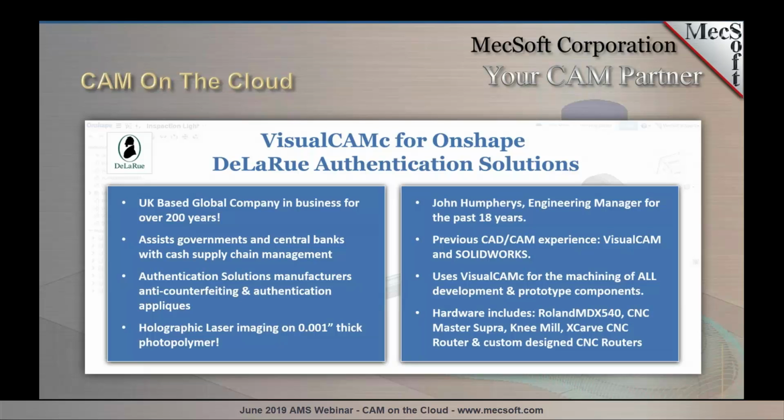Currently, he's using both products. He's using Onshape and VisualCAMc, and he's using SolidWorks and VisualCAM for SolidWorks. So he's in a phase where he's using both, and he's got maybe 1,000 components migrated over to Onshape, and he cuts all of his developmental and prototype components in-house using VisualCAMc, and still uses VisualCAM for SolidWorks and SolidWorks. But he's in that middle transition, and that's why this success story is so interesting, because he's finding success in both technologies.